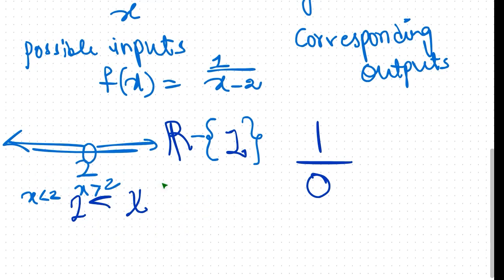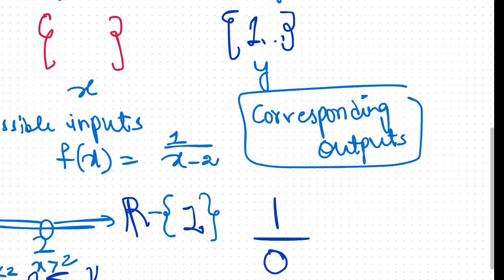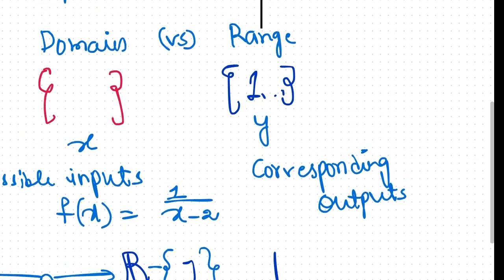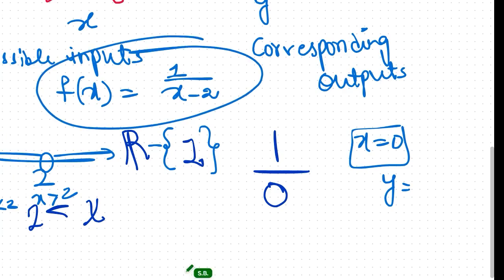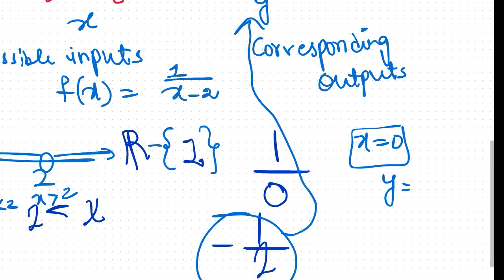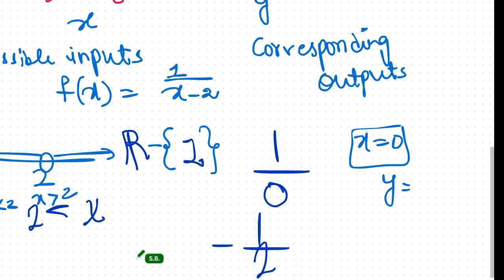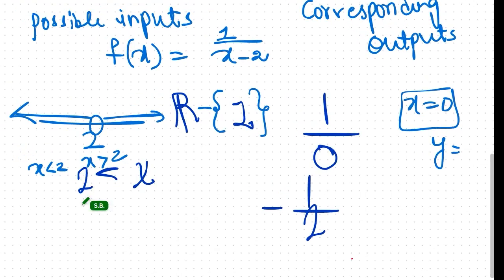So domain means possible inputs. In this case, specifically, you cannot put input as 2. So that is some restriction. Corresponding outputs is range. If you put x is equal to 0, what is the y value in this? So negative 1 over 2 is just one of the numbers out of the many in the range. So that's the fundamental difference between domain and range.